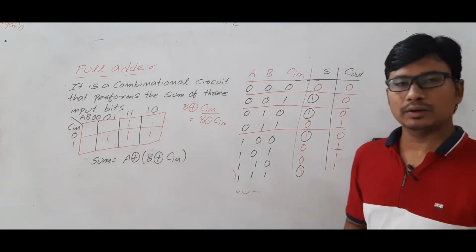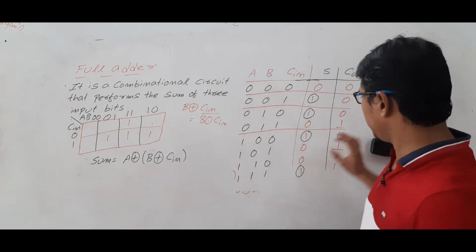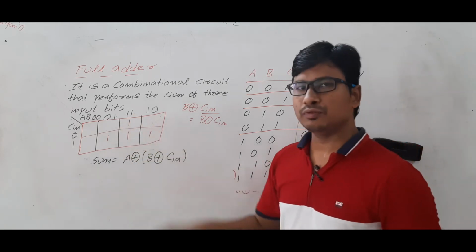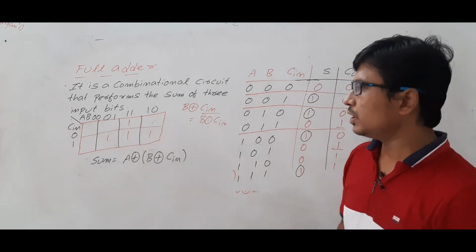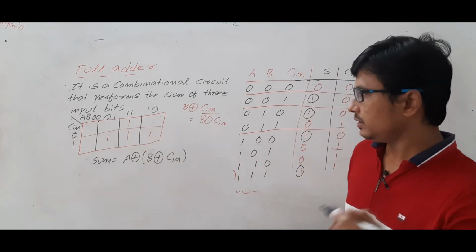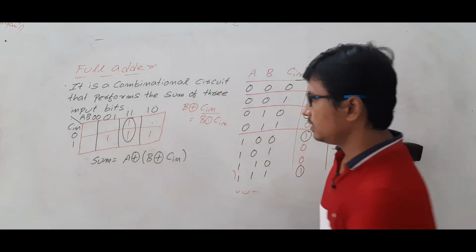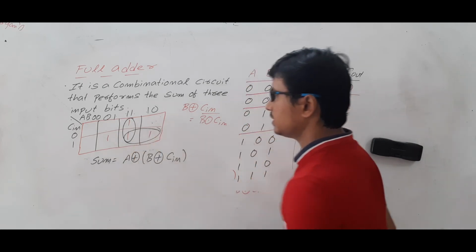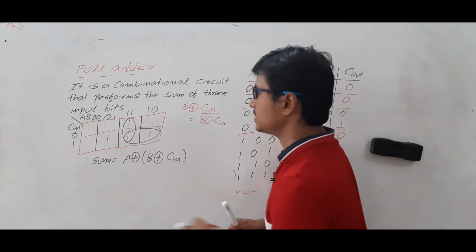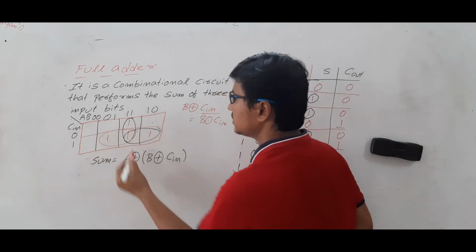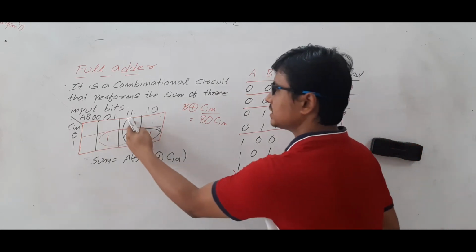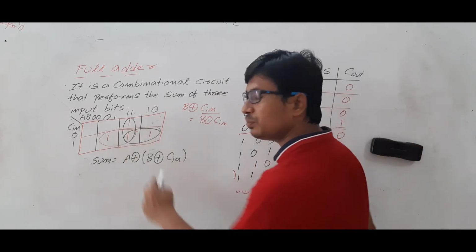Is it clear? Are you able to understand it or not? So we have 4 ones. We got the 4 minterms in the K map. Now how can I minimize it? I will take this one as an implicant, this one as another implicant, and then this one as an implicant. If you consider this, we have one essential prime implicant and 2 prime implicants.